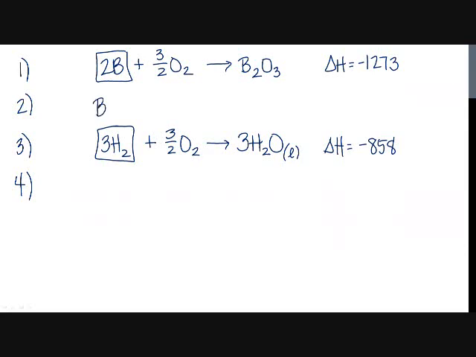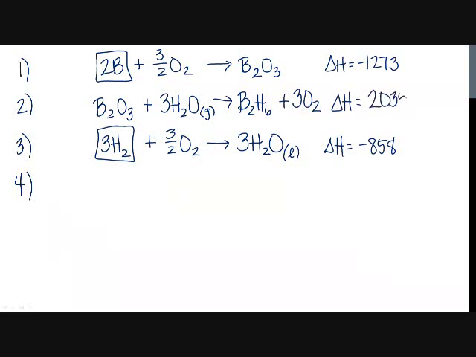So B2O3 plus 3H2O gas, and I keep that in there. Now the arrow goes to B2H6 plus 3O2. And the change in enthalpy was negative 2035. So now it's going to be a positive 2035. Okay, so that B2H6 is now in the correct spot, and it has the correct coefficient by flipping things around.